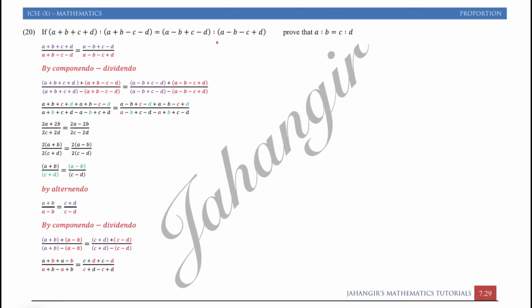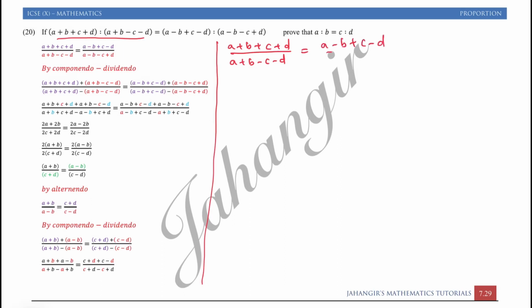Next question is of the same pattern. It's totally the same. You will just write the ratio format into fraction form: (a plus b plus c plus d) upon (a plus b minus c minus d) equals (a minus b plus c minus d) upon (a minus b minus c plus d). In the textbook there is some sign mistake, just take care in this sum. You have to find a is to b is equal to c is to d. So first we will take componendo dividendo directly.